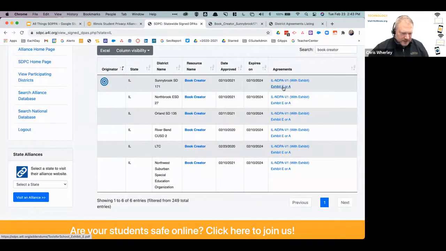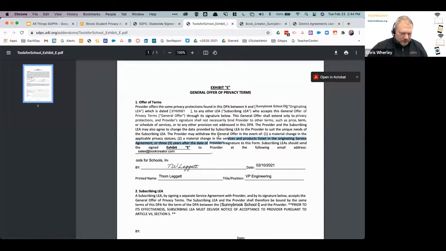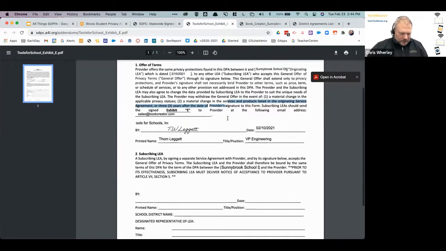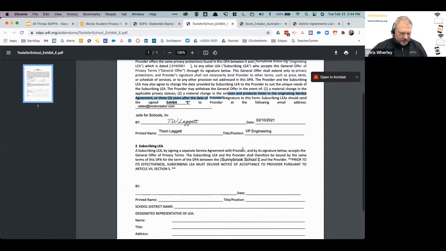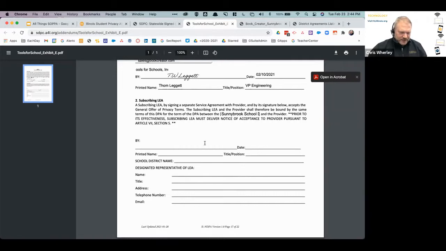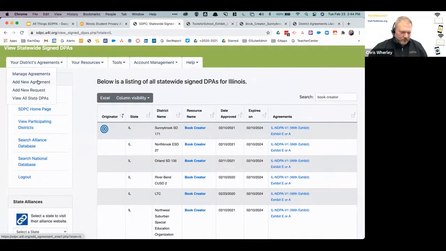look at the Exhibit E, which, by the originator, should be the agreement between Sunnybrook and Book Creator, and you'll see the email address here, the signed, and then it's blank at the bottom. So you would download this document, sign it, and then you would come back, and that's when you would add the agreement for yourself.